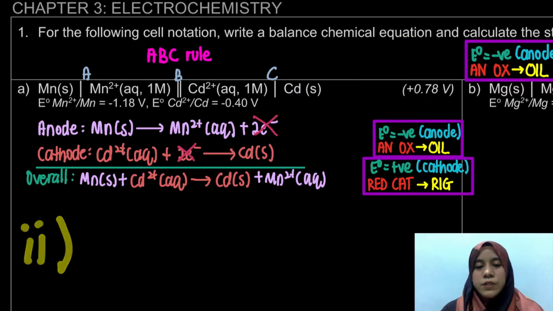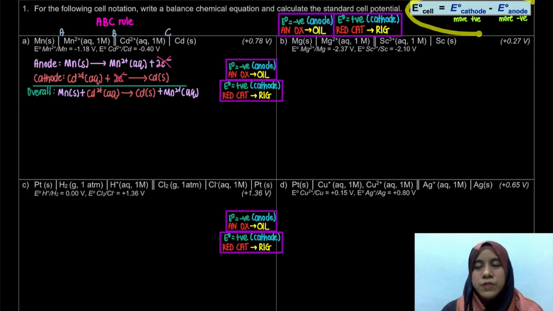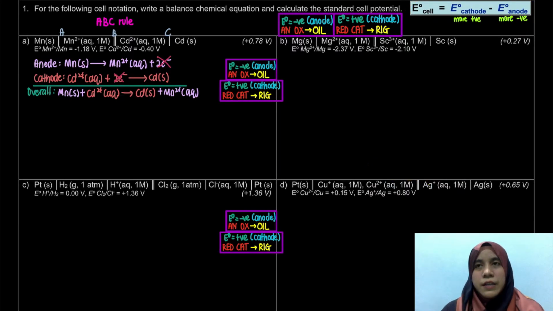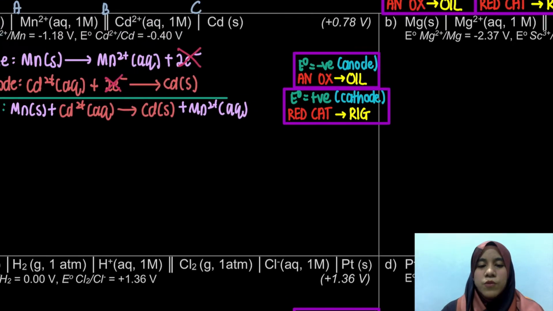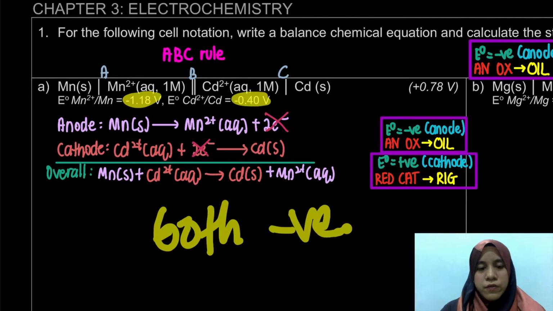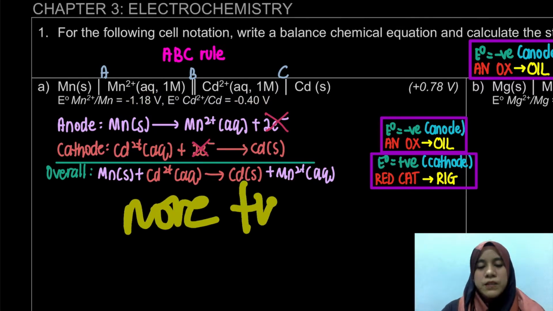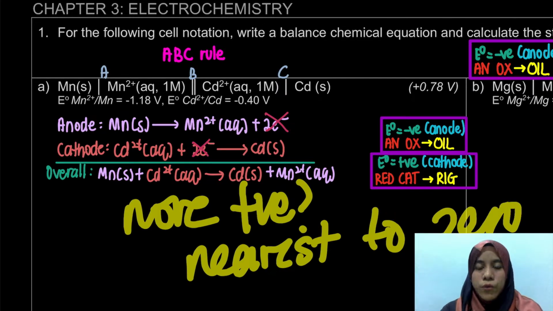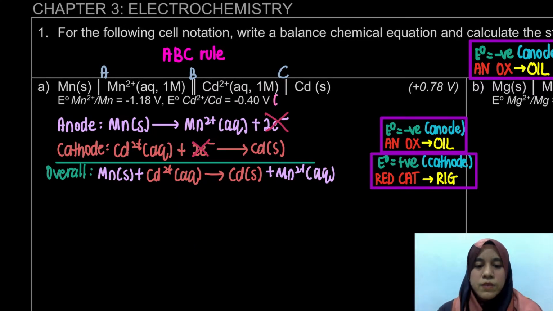The second question wants us to calculate the E naught cell, which is cathode minus anode. The cathode must be more positive, and the anode must be more negative. So when we check here, regardless of which one is the anode and which one is the cathode, we look at this value. Both are negative, but which one is more positive? Since they are negative values, which one is nearest to 0? That one is the more positive value. So cadmium is the cathode, and magnesium is the anode. So just check this together.